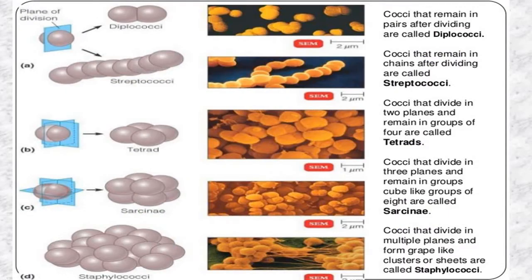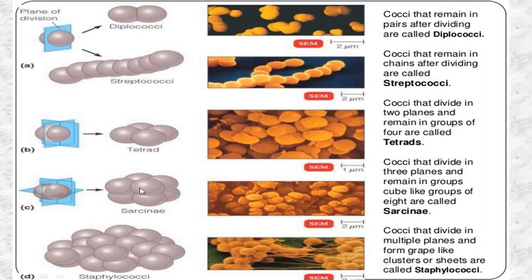Now the first one is cocci. Singular is coccus. They are distinguished on the basis of plane of cell division and the number of cells. If a single cell divides by a vertical division into two cells, it is called diplococci. If it keeps on dividing by vertical division into a number of cells, a chain of cells is formed, this is called streptococci. If a single cell divides by two vertical divisions, both at right angle to each other, it gives rise to four cells, that is called tetrad.